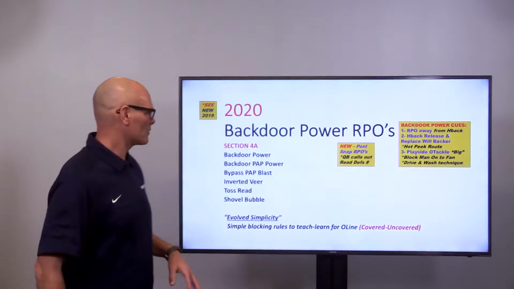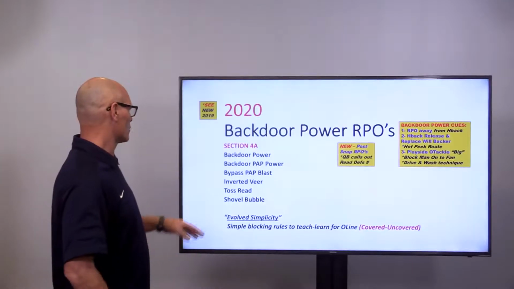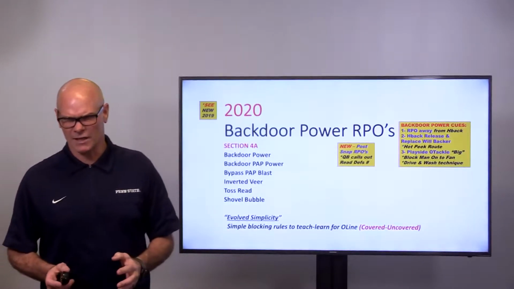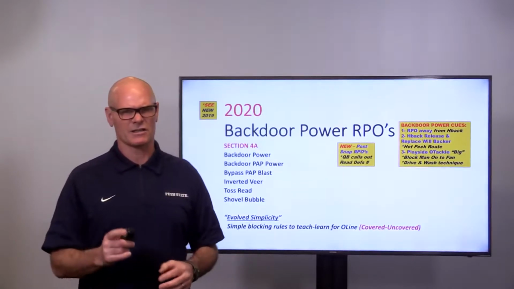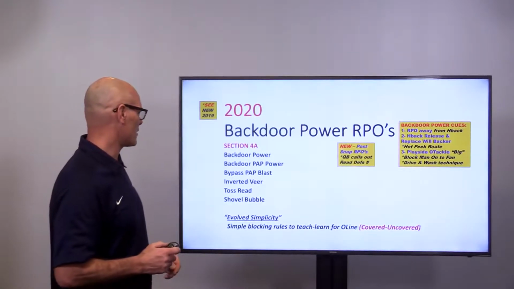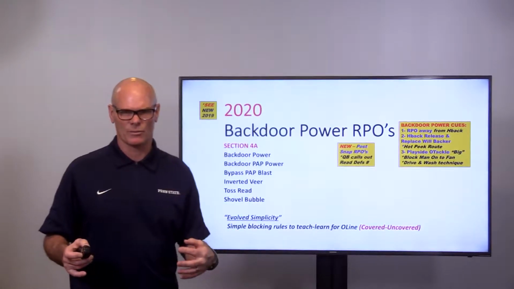Hi, Paul Efty here. What I'm going to talk about now is what I call a backdoor power RPO. When we run our normal power, that is a play towards the H-back, because the H-back has to dig out that defensive end, one-back power. So when we want to run this away from the H-back, we call it a backdoor power.